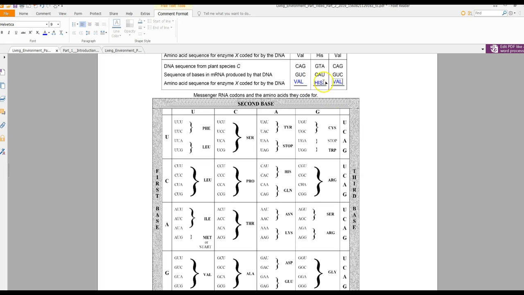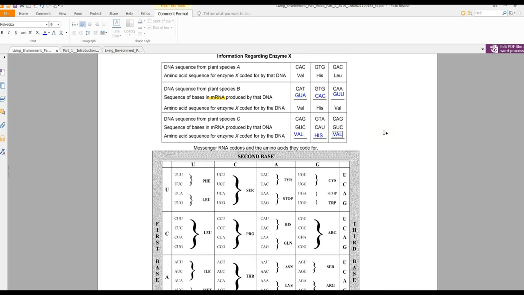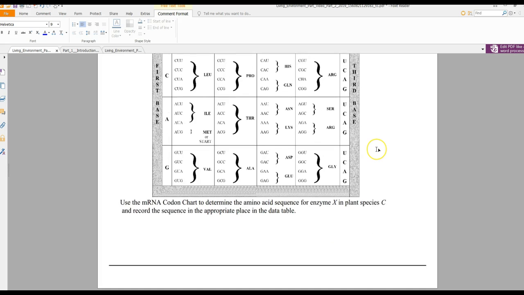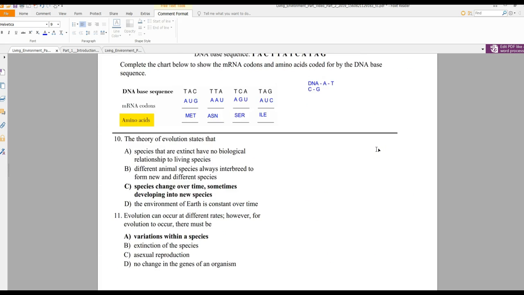Notice how I'm always doing it in caps. Also, same messenger RNA, so I could have just written "same" to save time. Okay, so that's done. So we just went through protein synthesis.